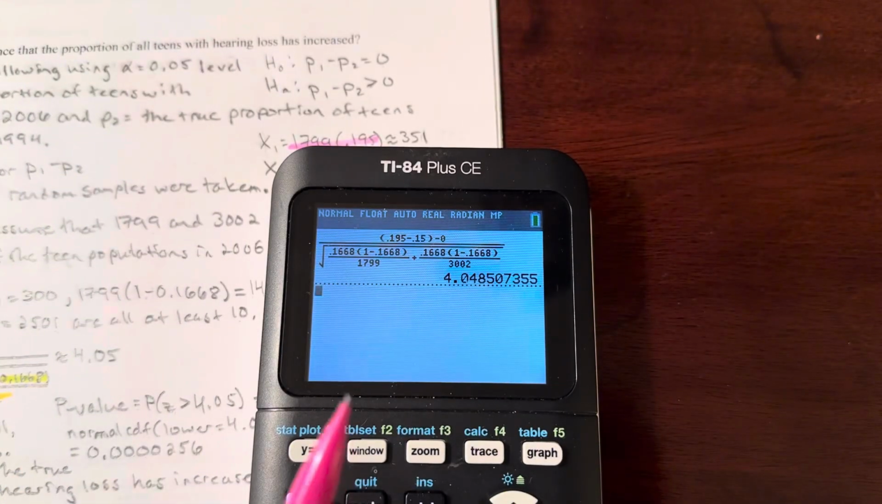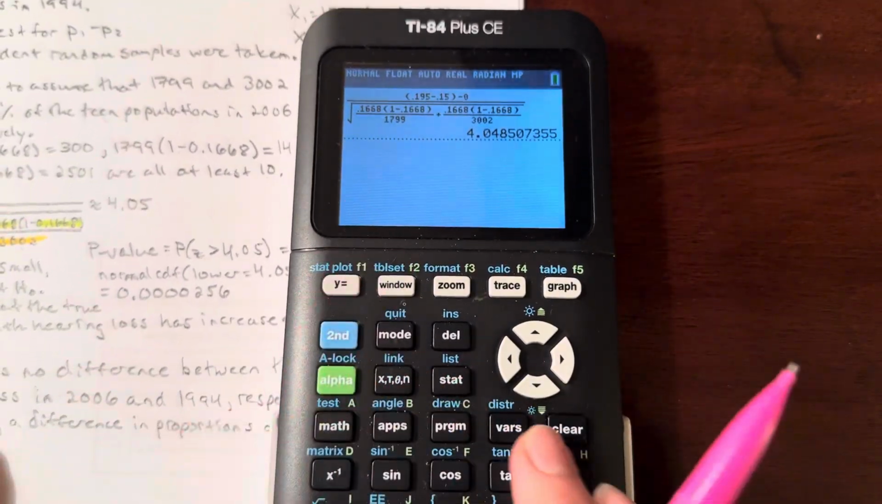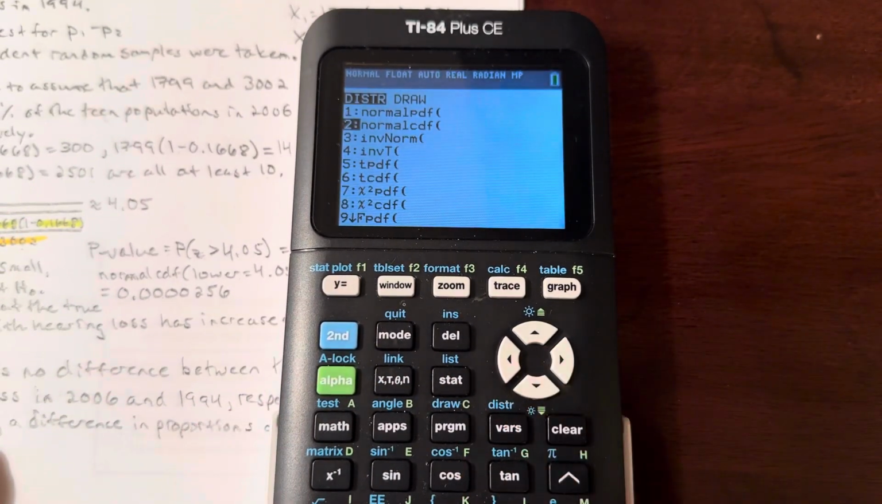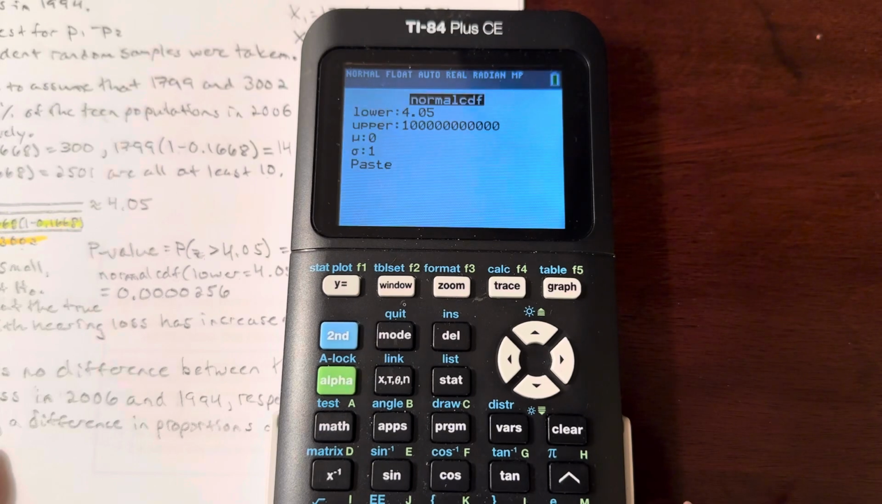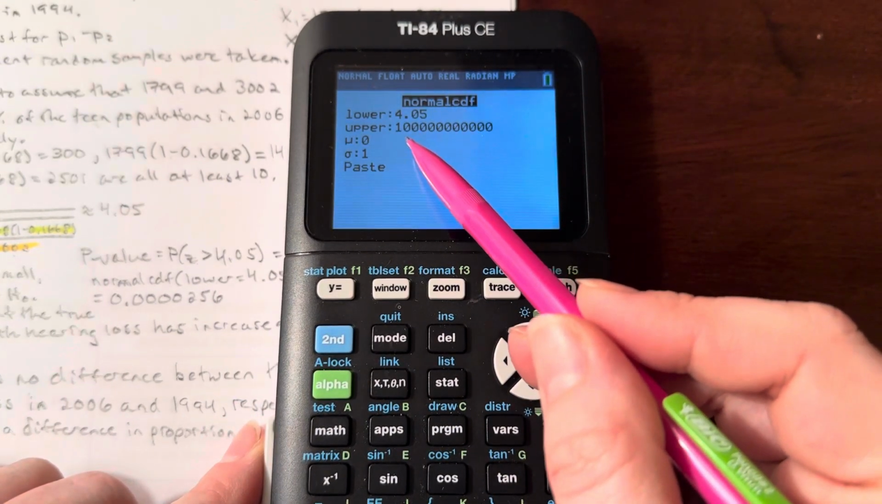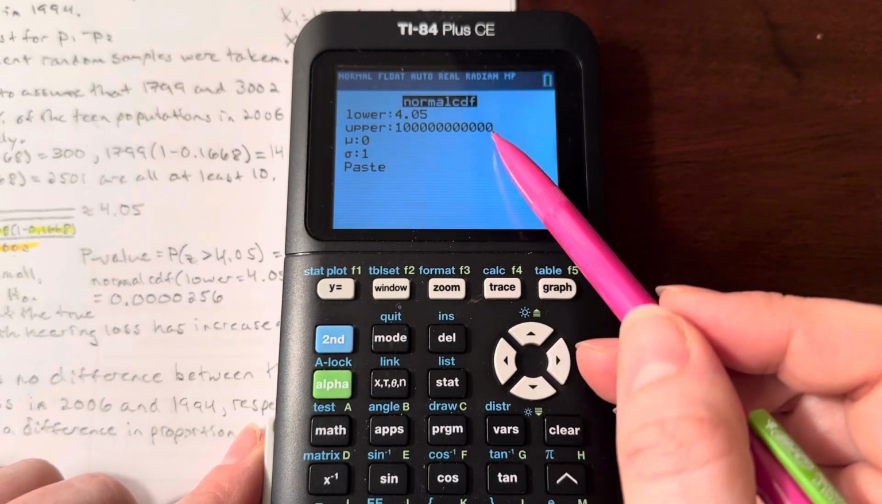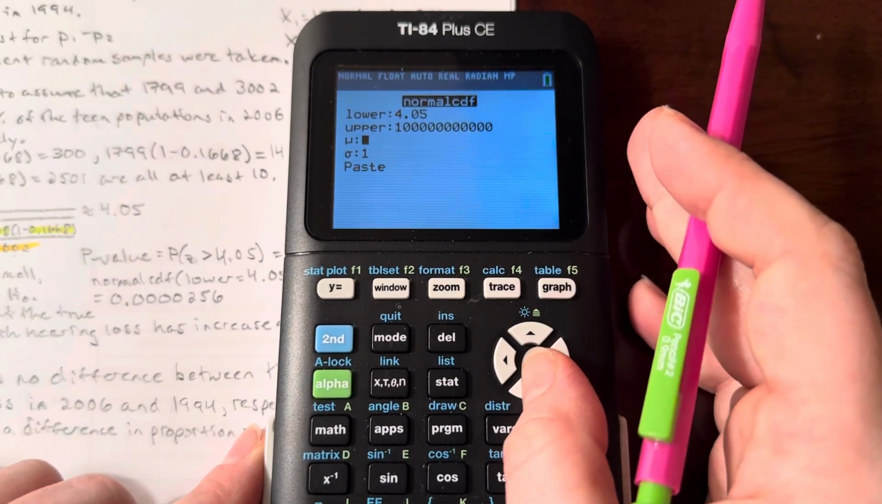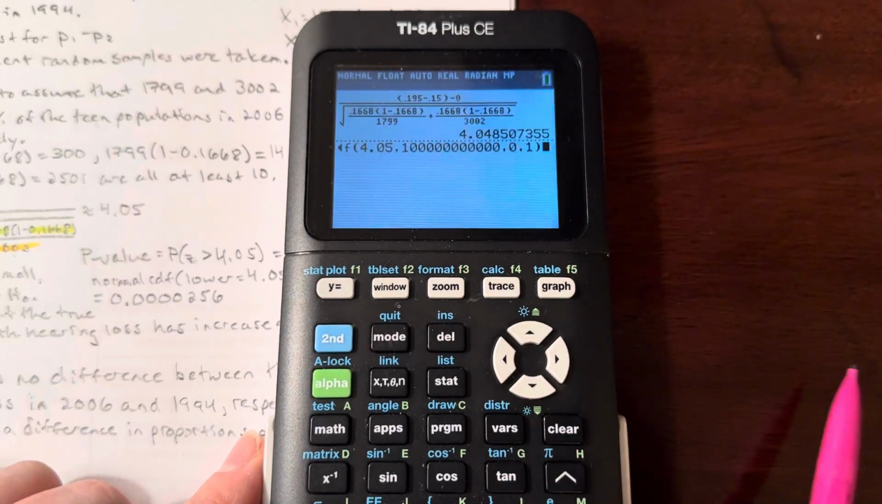And if I type that into my calculator, so second vars to get to distribution, second option is normal CDF. And I have 4.05 in here. I have a very large positive number for my upper bound to represent positive infinity. 0 and 1 for my mean and standard deviation. Paste this in.